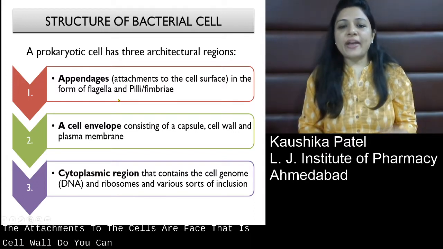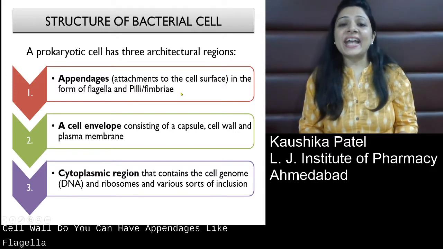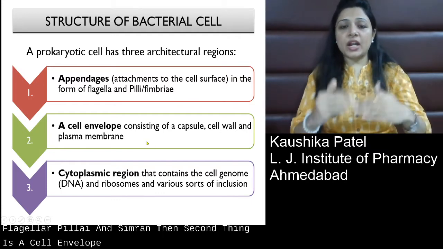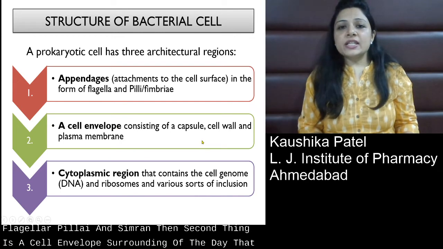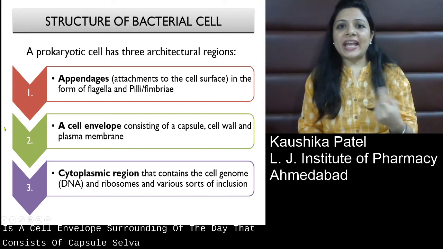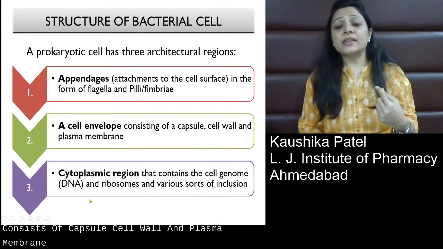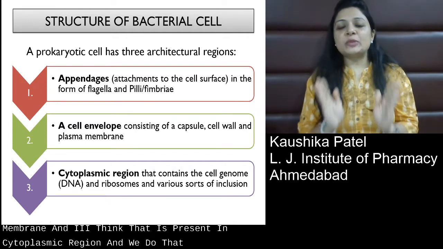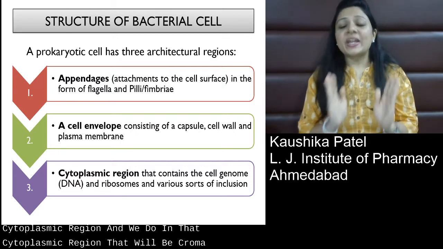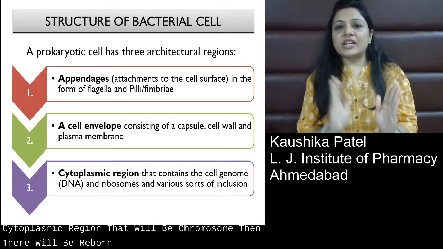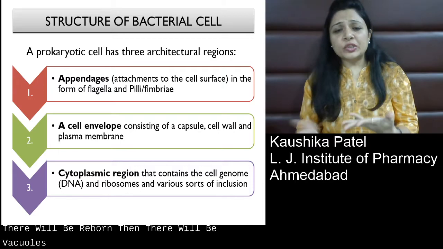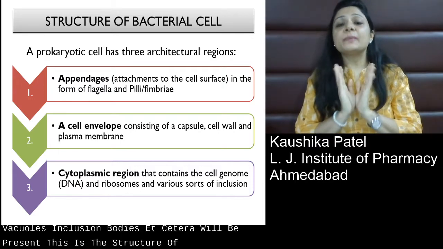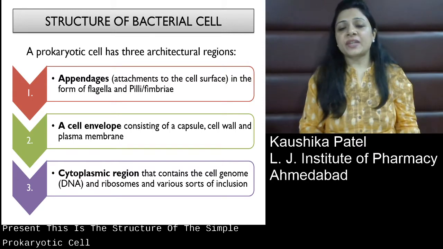So you can have appendages like flagella, pili and fimbriae. Then the second thing is the cell envelope, the surrounding of the cell. That consists of capsule, cell wall and plasma membrane. And the third thing that is present is the cytoplasmic region. And within that cytoplasmic region, there will be chromosome, then ribosomes, then vacuoles, inclusion bodies, etc. So this is the structure of a simple prokaryotic cell.